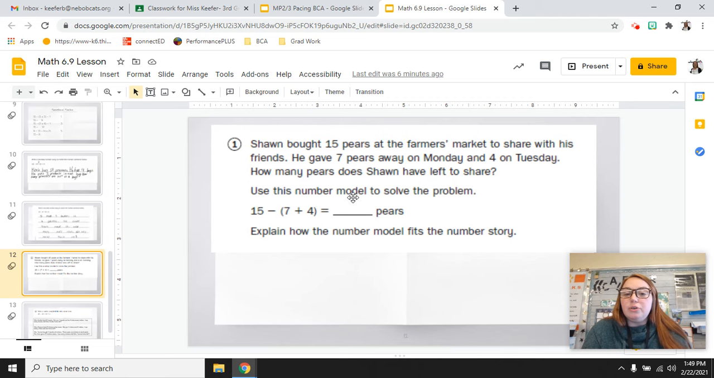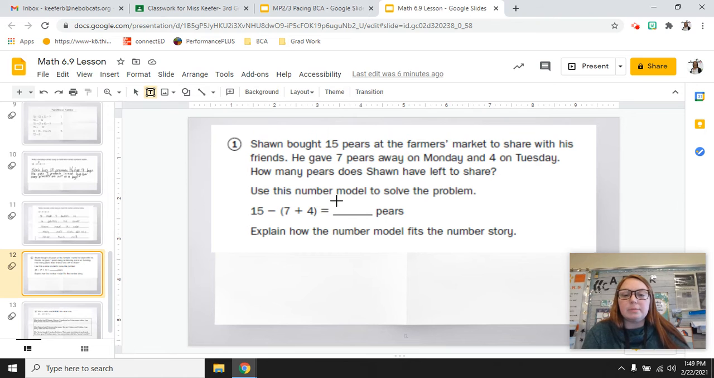So now that you have solved that example, we are going to look at one more where it looks at the number sentence and puts a number story with it. So it says, Sean bought 15 pears at the farmer's market to share with his friends. He gave 7 pears away on Monday and 4 on Tuesday. How many pears does Sean have left to share? Use this number model to solve the problem.